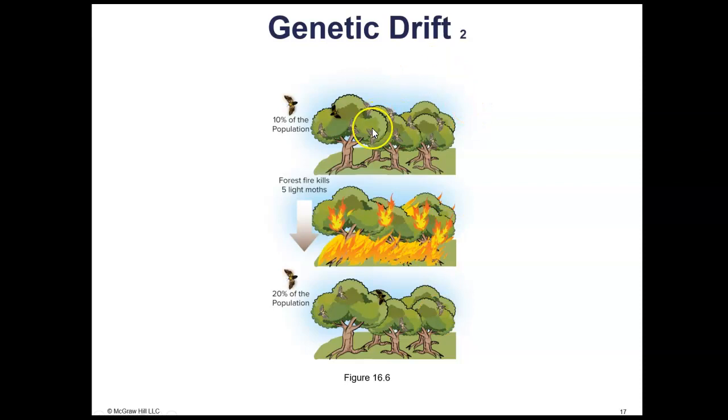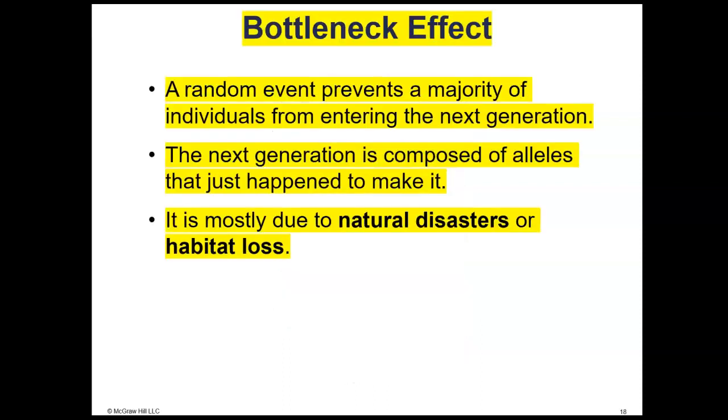So for example, here we have an example of genetic drift occurring. We have these 10% of the population that are dark-colored moths. Then there's a forest fire that kills 5 of the light-colored moths. So now the population is composed of 20% dark moths. So it has significantly changed the allele frequencies in the population by wiping out a large number of the population. So that's an example of genetic drift.